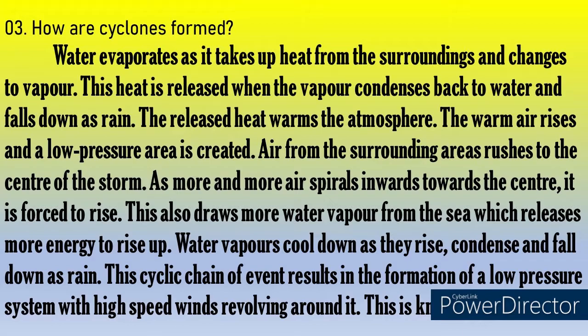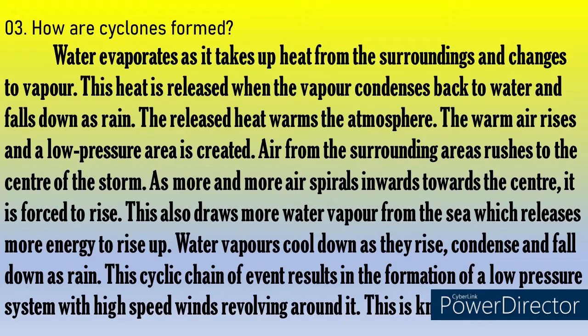This cyclic chain of events results in the formation of a low pressure system with a high speed of winds revolving around it, and this is known as a cyclone. Let me read out the answer again. Try to understand this answer. Third question: how are cyclones formed?